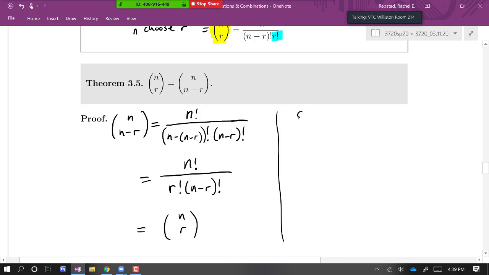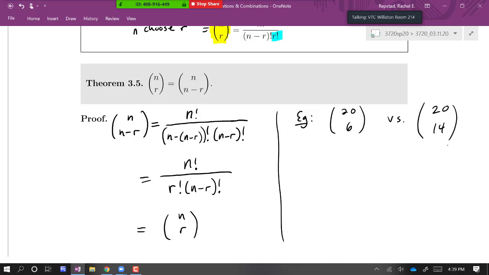So let's compare 20 choose 6 versus 20 choose 14. In this case r is 6, so 20 minus r is 14. The reason that these are equal is that in the first combination, we're considering that we've got a bag of 20 objects. I want to reach in and grab 6. We want to know how many ways I can grab those 6 items. So we're picking the 6 items we want.